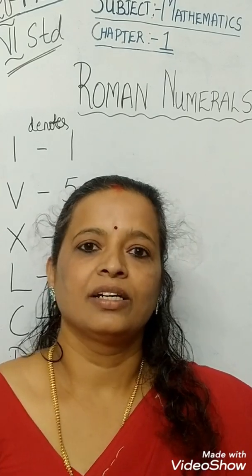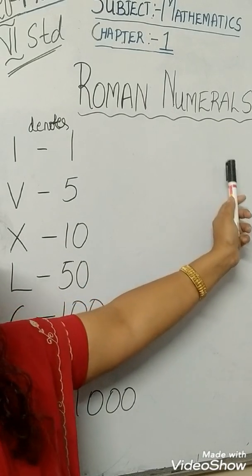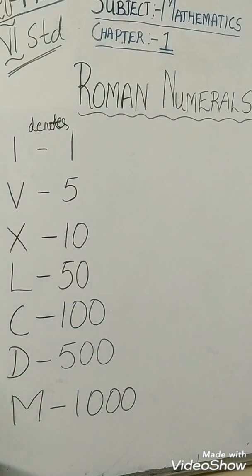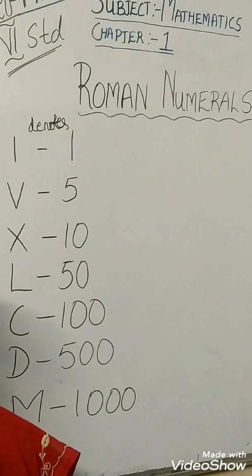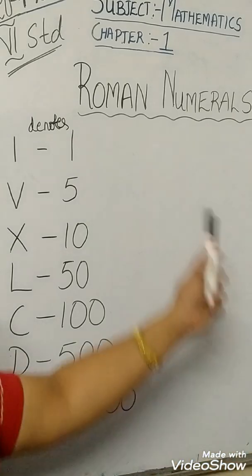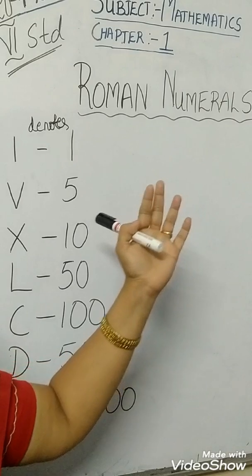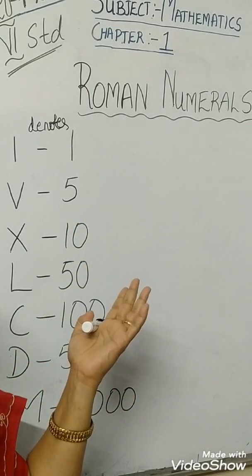Today's class, the topic is Roman numerals. You have been using the Hindu-Arabic numeral system so far. This is not the only system available. One of the earliest systems of writing numerals is the system of Roman numerals. Yes, this system is still used in many places.